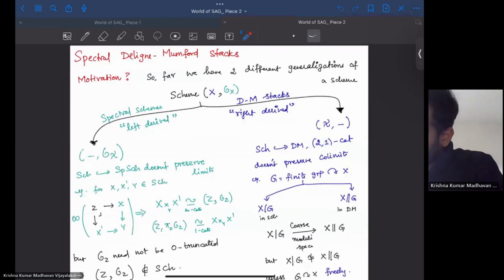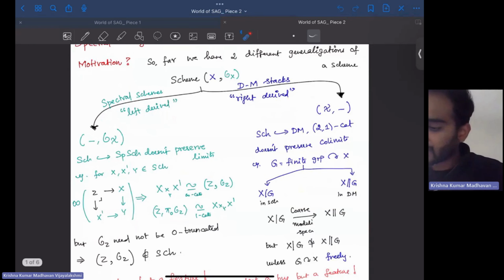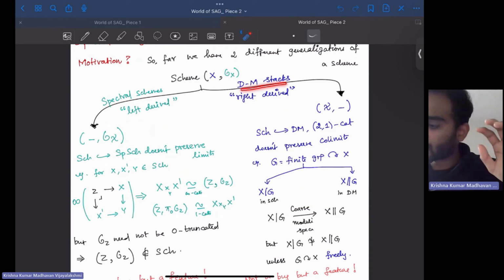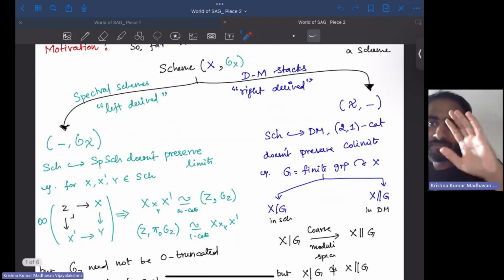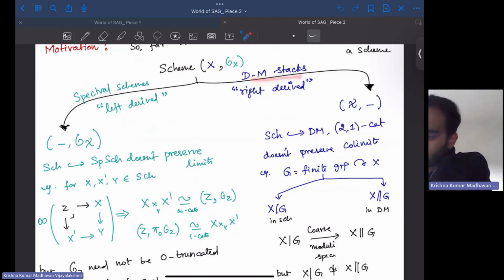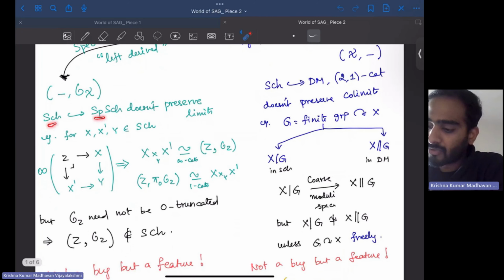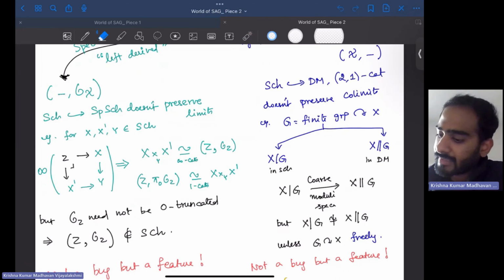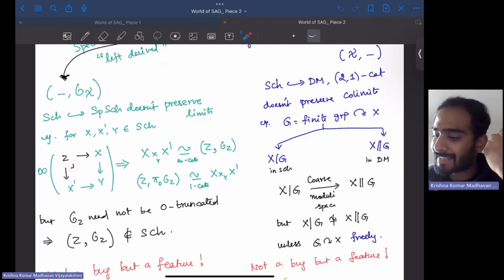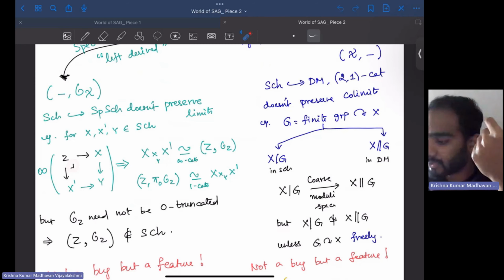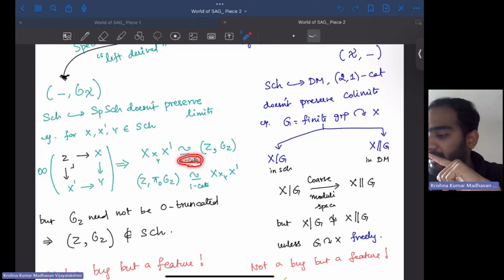So far we have seen two different generalizations: what a spectral scheme is, and what a DM stack is. The idea is that a spectral scheme is a left-derived version of a scheme, and the DM stack is a right-derived version. You have this natural inclusion of schemes into spectral schemes. It doesn't preserve limits. Take three schemes with maps over Y, take the one-categorical pullback, and then see it as an infinity-categorical pullback. One can do this, and it would be a limit pullback in terms of infinity categories, but it doesn't reflect the same thing in the one-categorical sense.